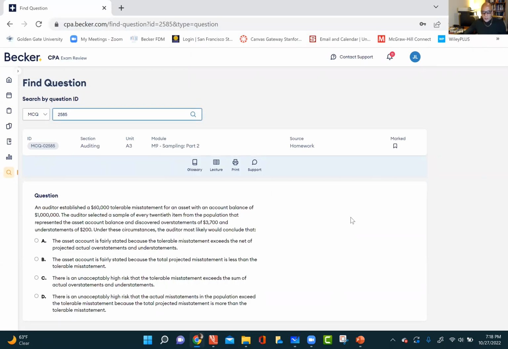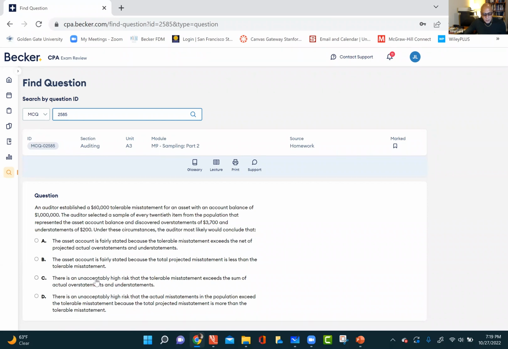Only the auditing exam, by the way, has analytical type multiple choice questions like this. They want to say, well, what conclusion do you draw from this? Do you think the account balance is fairly stated if you had a tolerable misstatement of 60 and I just projected a misstatement of 70? No, I don't think it's fairly stated.